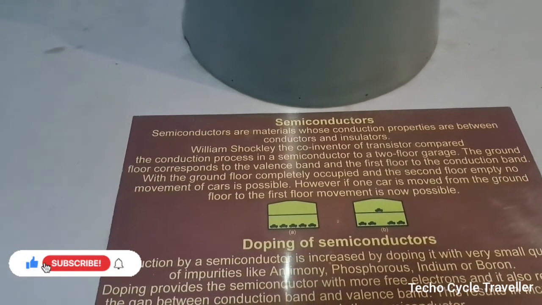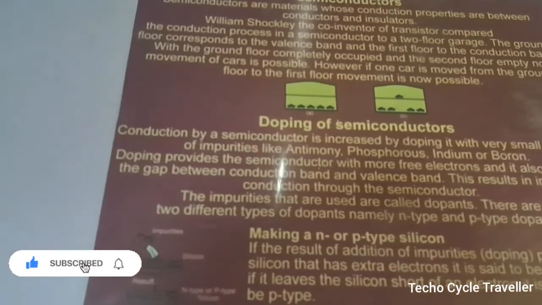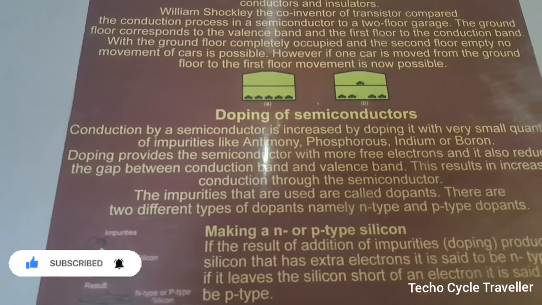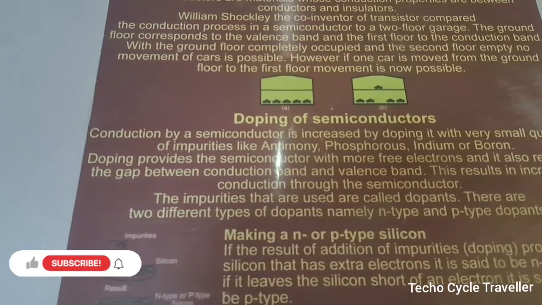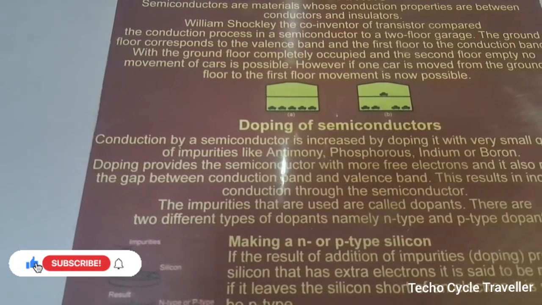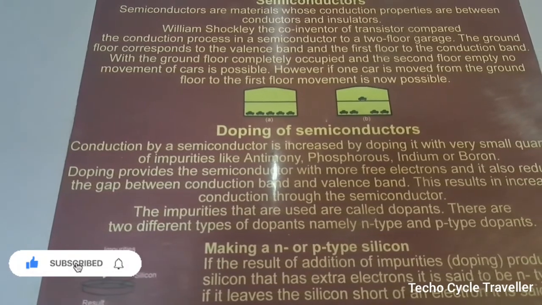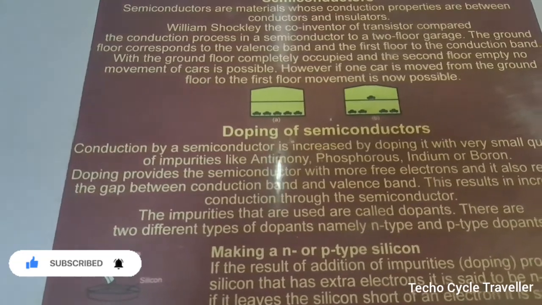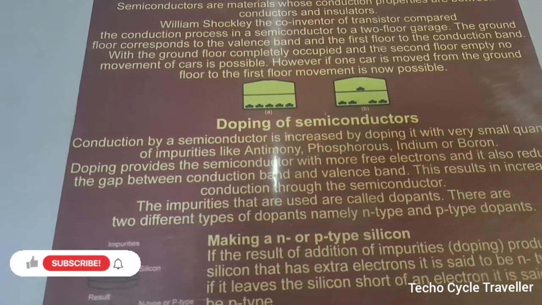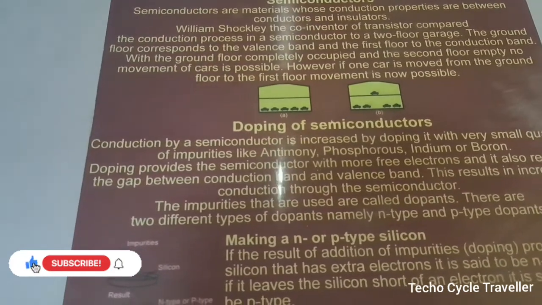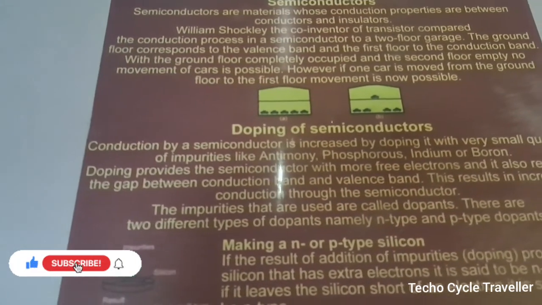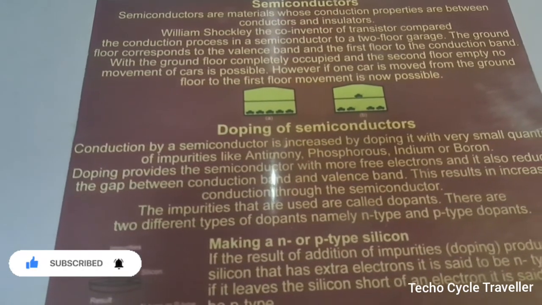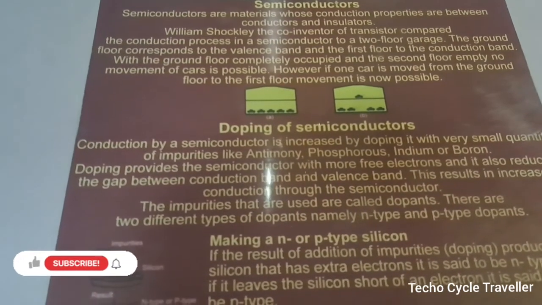Grouping of semiconductors. Conduction by the semiconductor is increased by doping it with a very small quantity of impurities like antimony, phosphorus, indium or boron. Doping provides the semiconductors with more free electrons and it also reduces the gap between conduction band and valence band. This results in increased conduction through the semiconductor. The impurities that are used are called dopants.